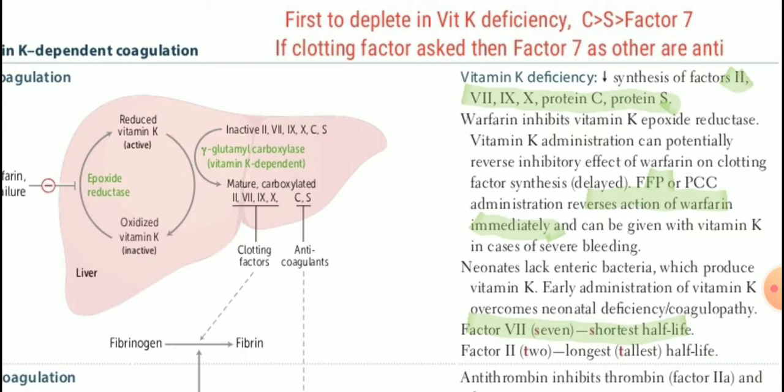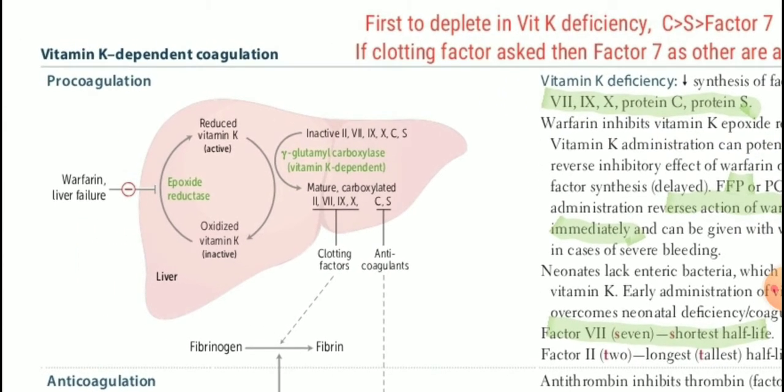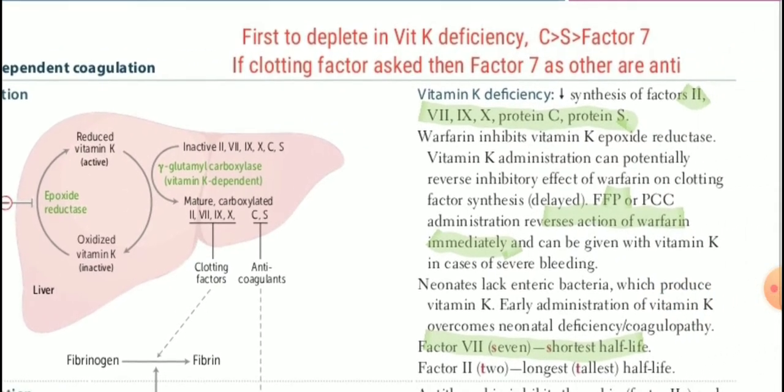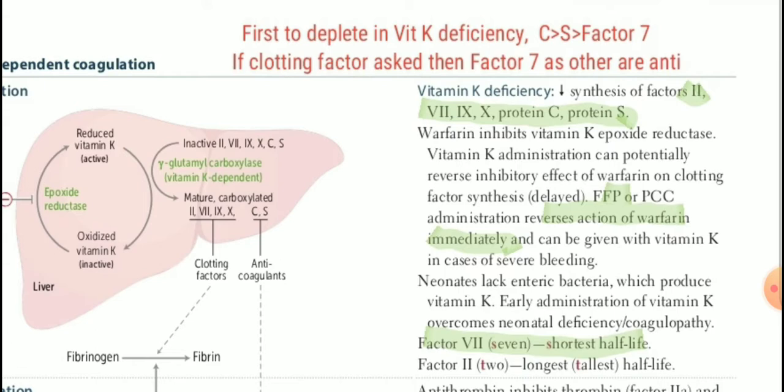So if we give a drug like warfarin, which has anti vitamin K activity, it will not let them be activated. So protein C and protein S are consumed first, then the other factors, and this will be asked in MCQs: what is first to deplete in vitamin K deficiency, or in the use of warfarin. So both can be asked. It is protein C, then protein S, and then factor 7.